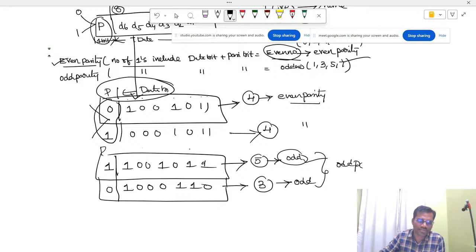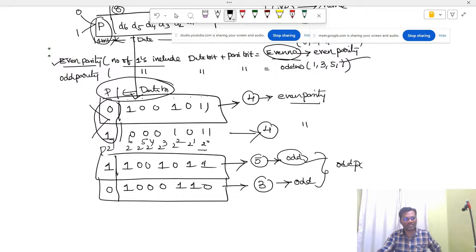So here you have to write down the code: 2 to the power 0, 2 to the power 1, 2 to the power 2, 2 to the power 3, 2 to the power 4, 2 to the power 5, 2 to the power 6, and 2 to the power 7. Then you are going to get a total of 8 bits. Can you say these numbers?